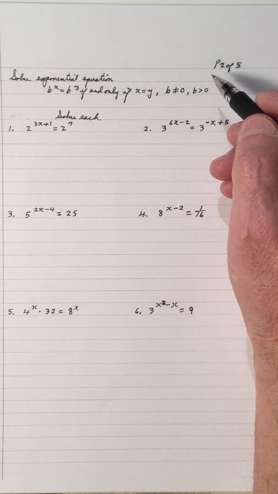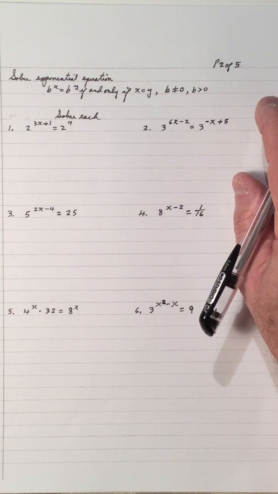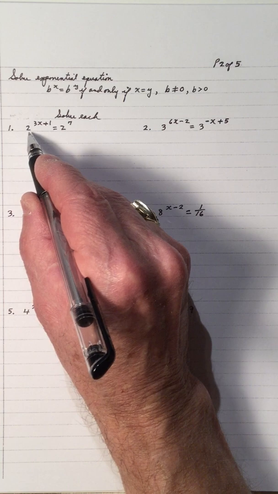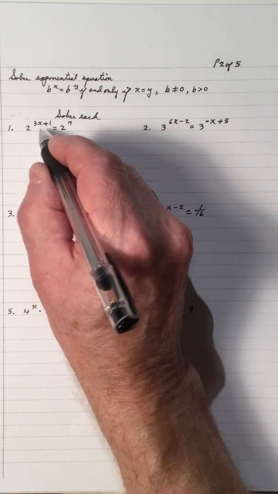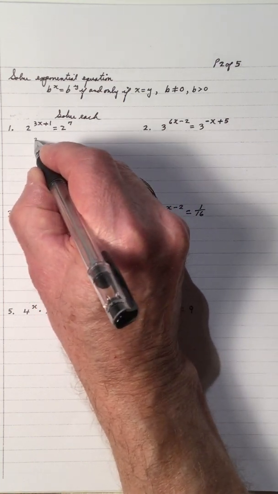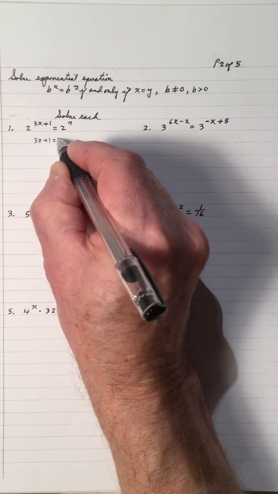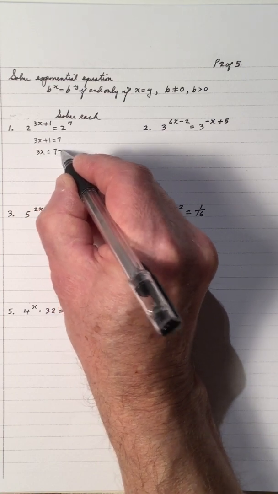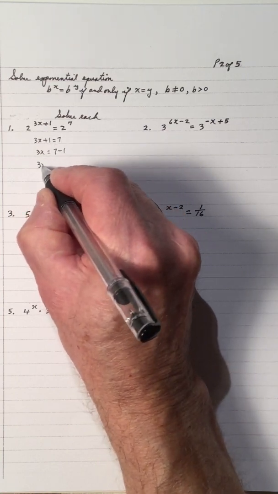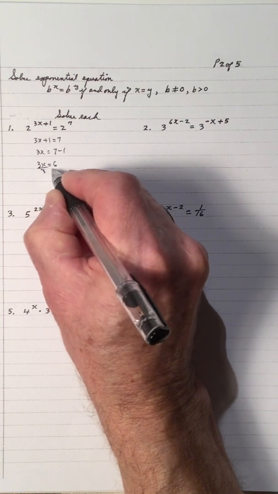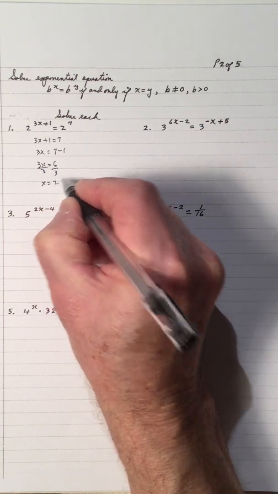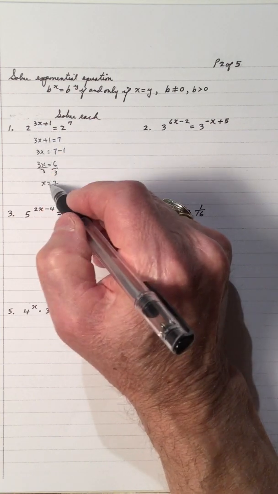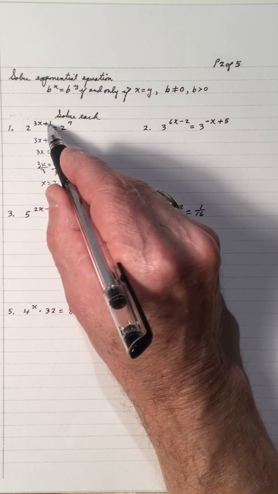So let's do some examples. Again, you can pause your video and work these out before I do. Solve each. Notice that 2 to the x plus 1 equals 2 to the 7. The bases are equal, so the exponents are equal. So we let the exponents equal and solve for x. Move the 1 over, make it a minus. 3x equals 6. Divide by 3, x equals 2. Just to check, if you put in 2, 3 times 2 is 6, plus 1 is 7.